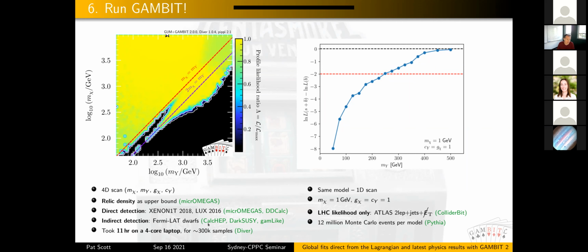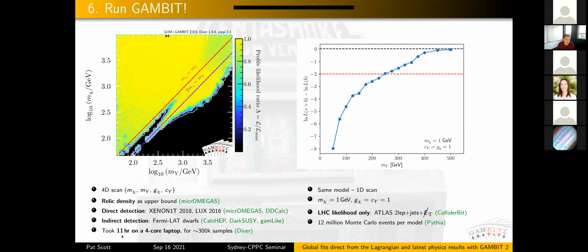So this fit includes the Rayleigh density likelihood as an upper bound. We allow models that have a subdominant dark matter, where the chi is a subdominant component of dark matter. It's got constraints from XENON1T and LUX, also the dwarf spheroidal galaxy constraints from Fermi-LAT gamma rays. And this particular scan you can actually do on a laptop.